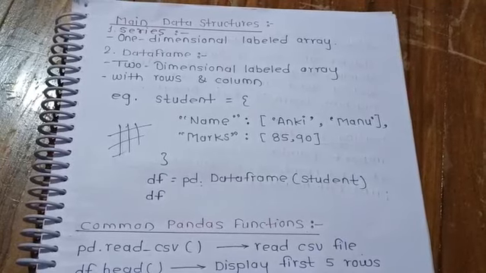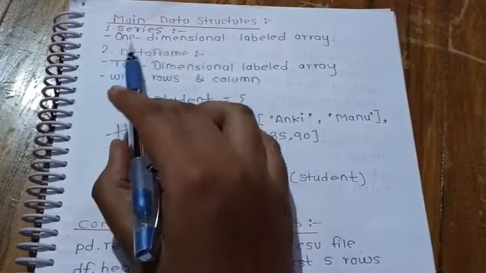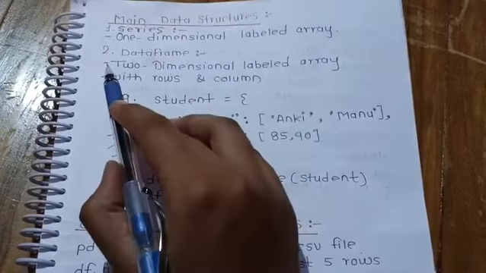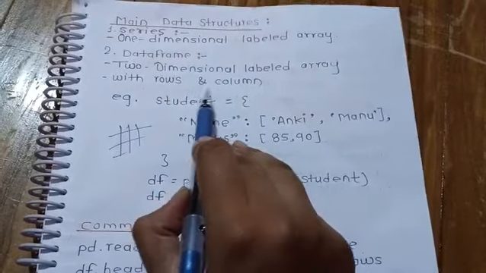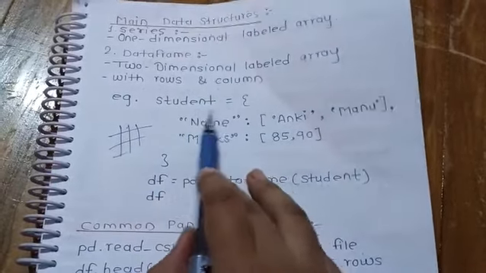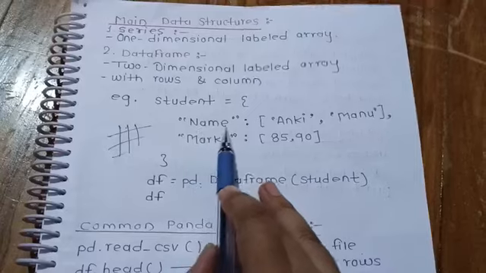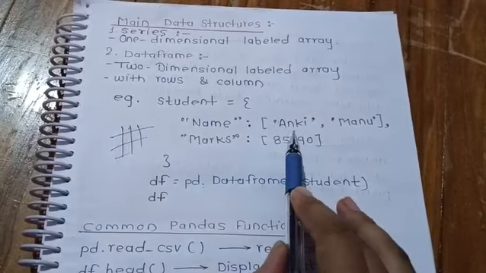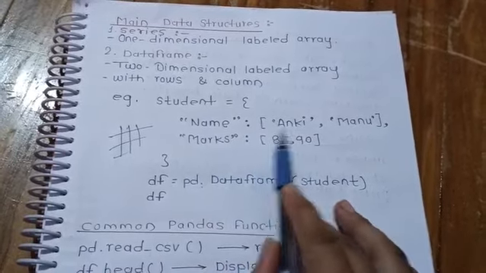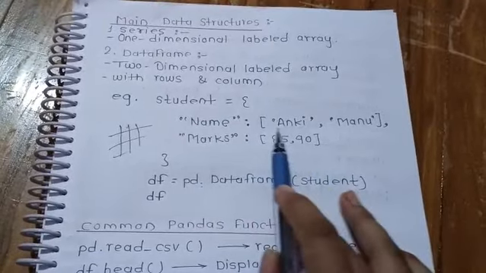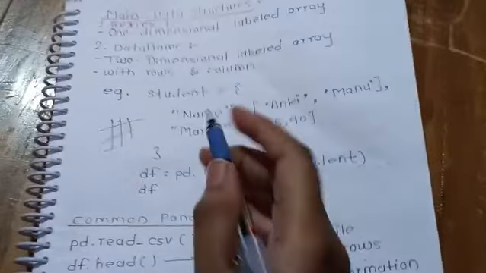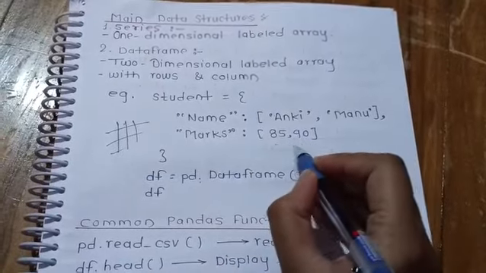Main data structures: first is a Series, a one dimensional labeled array. Second is a DataFrame, a two dimensional labeled array with rows and columns. Example: student is curly braces, name. Example, in the square brackets, Anki, Manu. If it is a string, use single quotes or double quotes. If it is an integer, you can write it without single or double quotes.